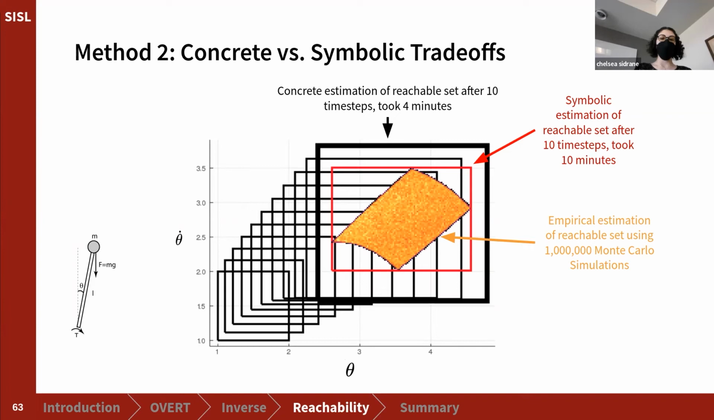Symbolic reachability is slower than concrete, but it produces tighter sets. We can see in this plot the symbolic reachable set after 10 time steps in red is as tight as it can be for having a different template shape than the empirical reachable set in orange. But it takes 10 minutes instead of 4. And importantly, using symbolic reachability, the problem will stop being tractable if the horizon gets too long. The optimization problem will just get too large to solve. So what we'd like are both of these attributes, tight reachable sets and fast computation.